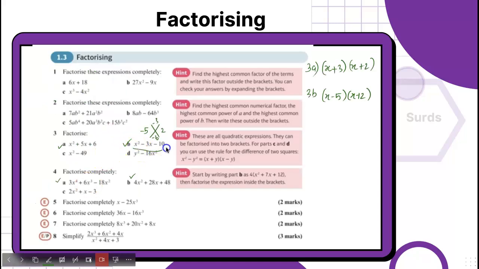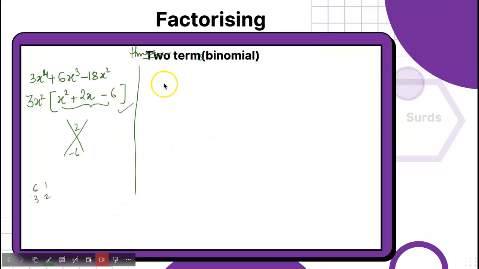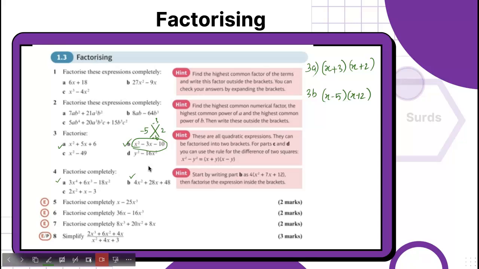x squared minus 3x minus 10. So x squared minus 3x minus 10. Both minus, bigger minus. What multiplies to give you 10, 5 and 2, and bigger minus. Oh, did you do it? Oh, sorry. So that is done. We have to do 4b.